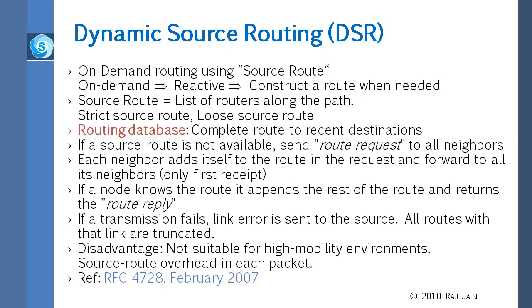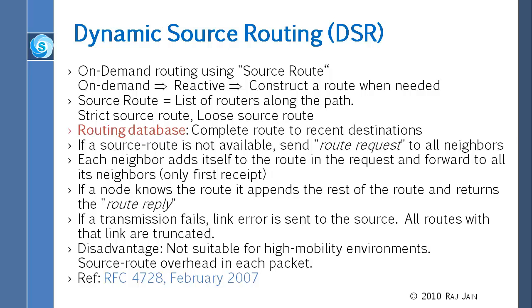If a transmission link fails, then a link error is sent to the source and all routes with that link are truncated. For example, if there was a route using the link from node 9 to node 10, and that link failed, then node 9 will say, I no longer have the link to 10, and will come back to the source, and the source will remove all its routes that use that link between 9 and 10. Alright?